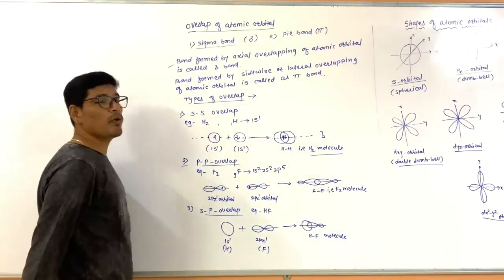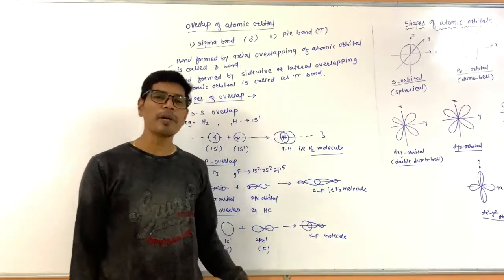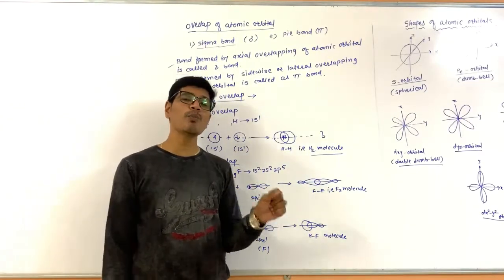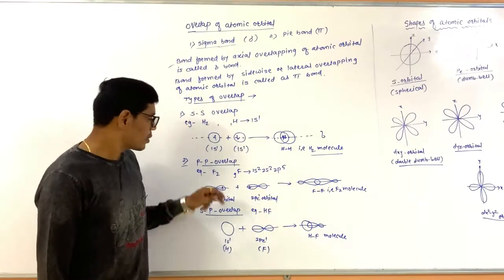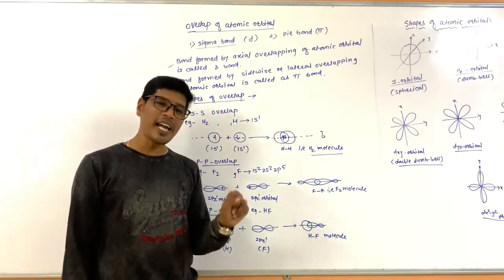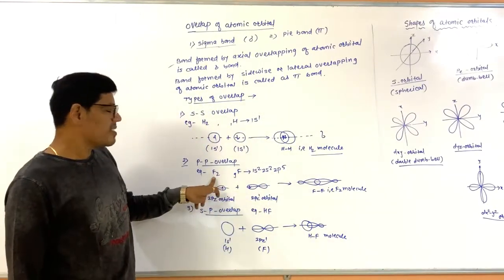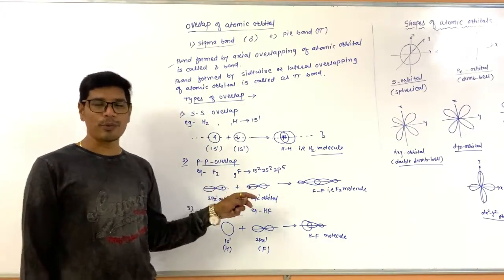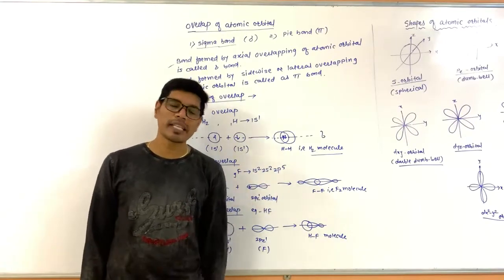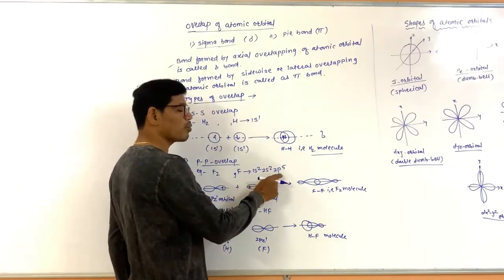Now see, second type is PP overlapping. Overlapping between two p orbitals. Overlapping between two p atomic orbitals is called as pp overlap. Example is F2, fluorine. Fluorine atomic number 9, configuration is 1s2, 2s2, 2p5.